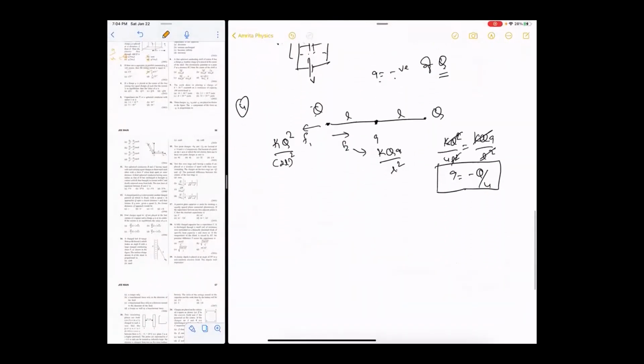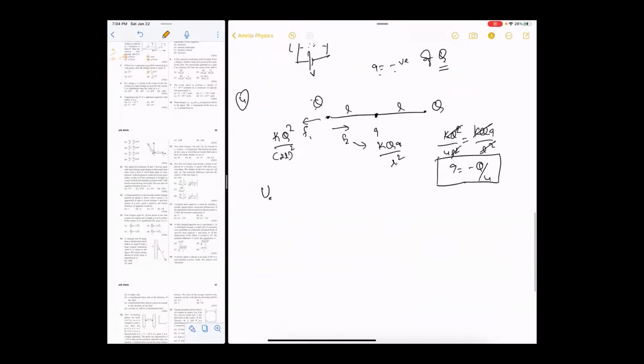Now, if they ask you what is the potential energy of the system, this small q is how much? Minus Q by 4. We have 3 charges, 1, 2, 3. So we have 3 interactions: 1 and 2, 2 and 3, and 1 and 3. So potential energy is K into Q into small q by L. Again, 2 and 3 is also the same, so into 2, plus K Q by 2L. This is the energy of the system.